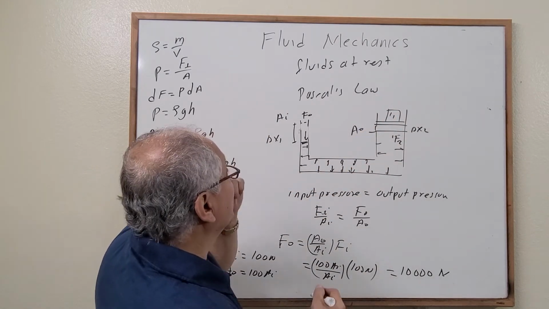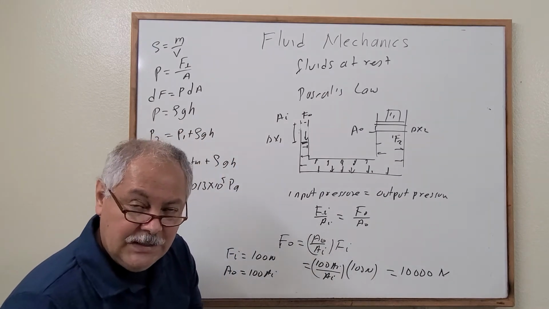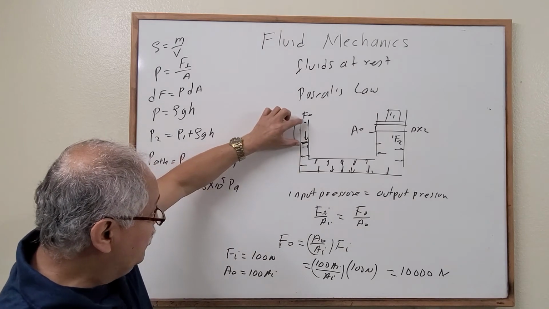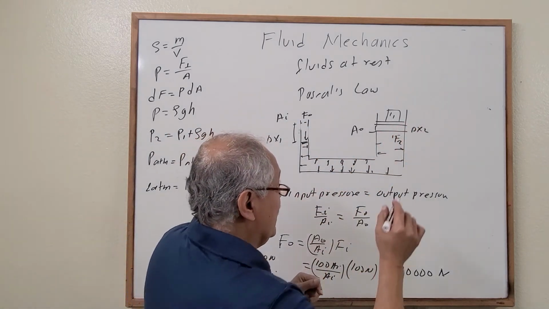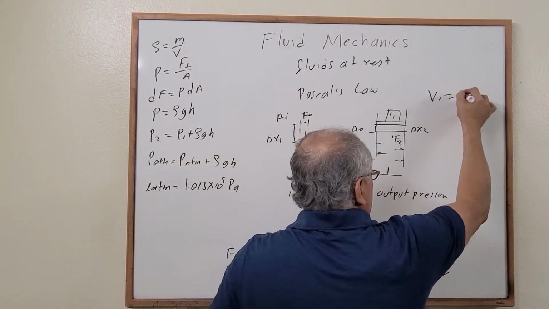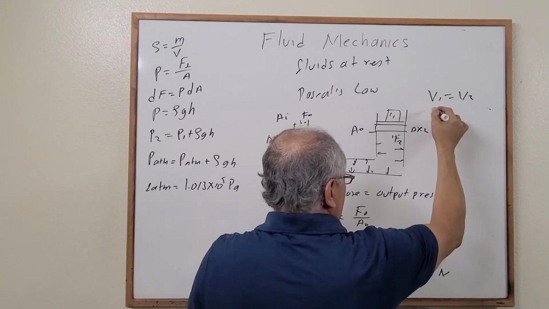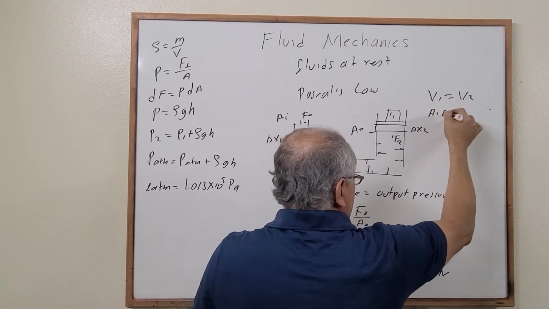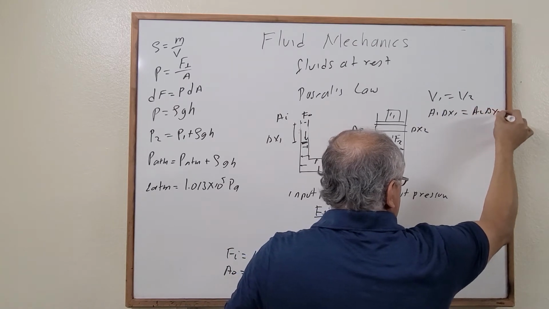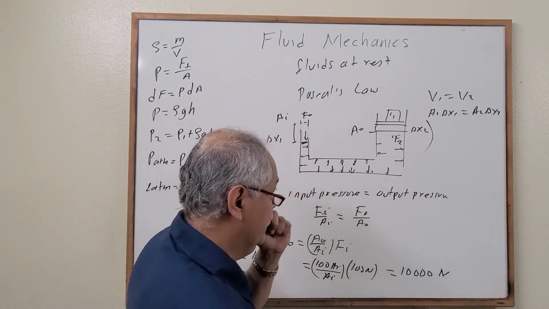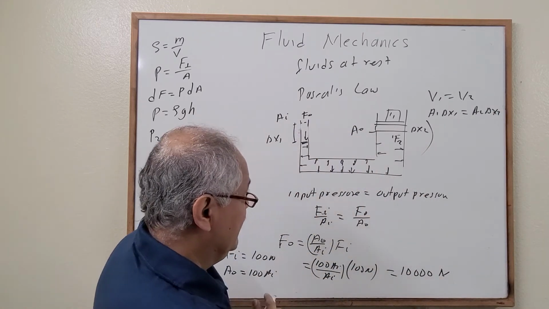But when we apply the condition of volume, volume must be constant. The same volume changes right here and the same volume changes right there. So we have volume 1 equals volume 2. But what is volume? Volume 1 is area 1 times delta x1, and volume 2 is area 2 times change in x2, on the other side.